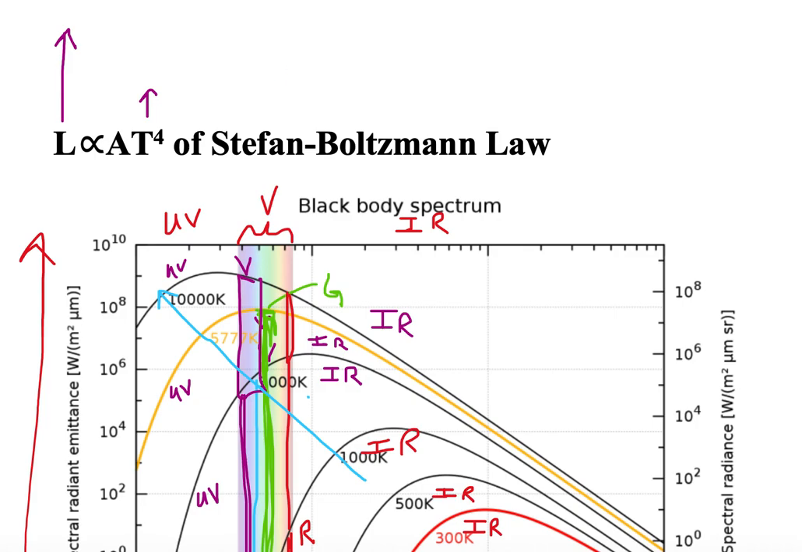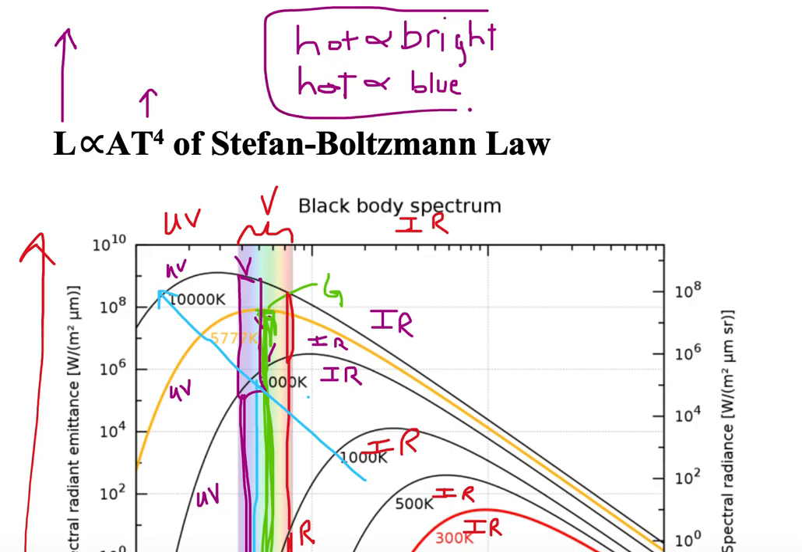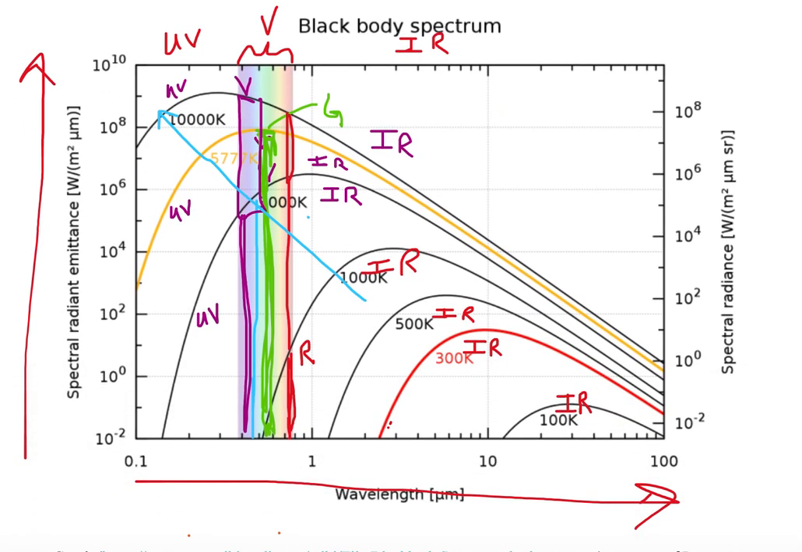So two trends that we see. Hot stars are bright. So the hotter the star, the brighter the star. That's your luminosity. The second thing that we see is that the hotter the star, the bluer the star. And I'll put proportional to blue here. So it's indicating that the hotter the star, the bluer the star. So these are the two trends that you see with the Stefan-Boltzmann law and the comparison of these black body spectrum.